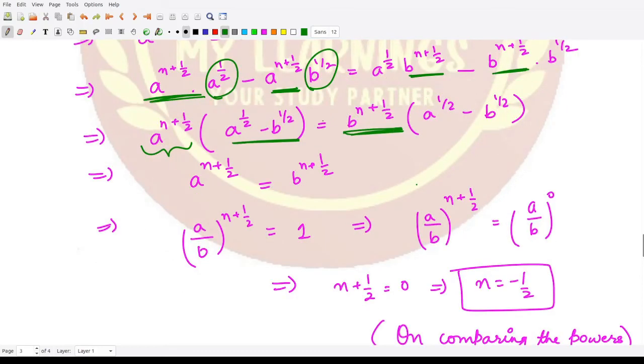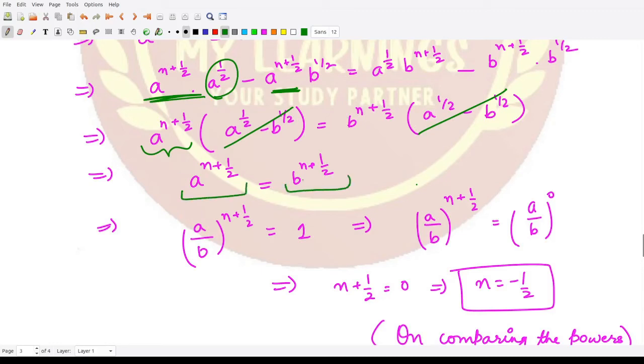So you see this a raised to power 1 by 2 minus b raised to power 1 by 2 is appearing on both the sides and they are not equal to zero. Hence we can cancel these terms. So we are left with a raised to power n plus 1 by 2 is equal to b raised to power n plus 1 by 2. Because the powers are same, we can shift this like this: a raised to power n plus 1 by 2 divided by b raised to power n plus 1 by 2 is equal to 1. Now because the exponents are same, we can club them, so that we have a divided by b, raised to power n plus 1 by 2, is equal to 1.